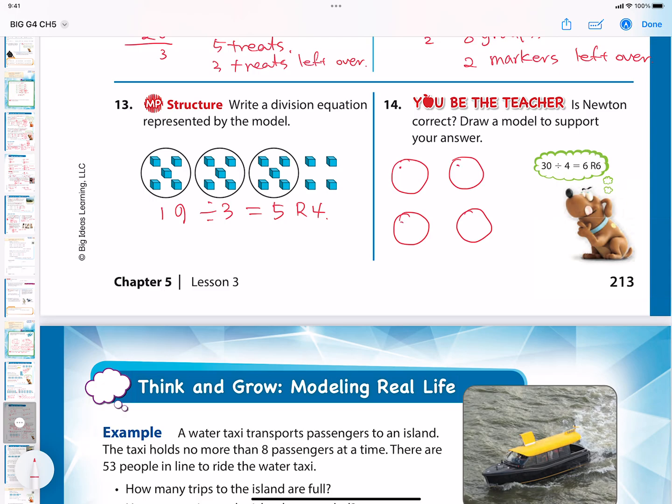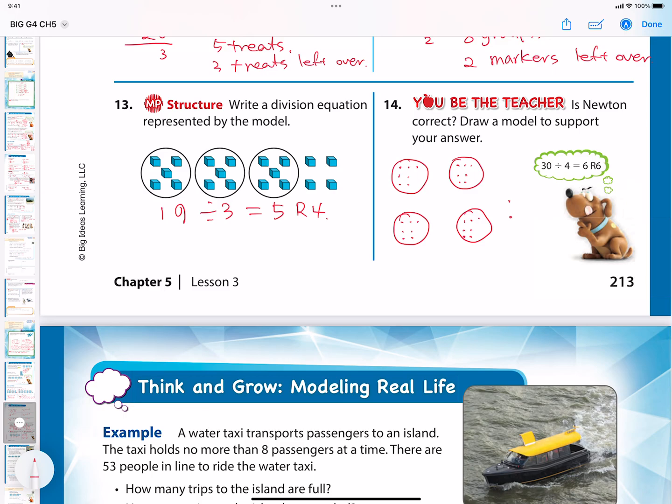1, 2, 3, 4, 5, 6, 7, 8, 9, 10, 11, 12, 13, 14, 15, 16, 17, 18, 19, 20, 21, 22, 23, 24, 25, 26, 27, 28. Oh, and you have what? 2 left. Since you cannot divide these 2 into 4 equal groups, right?